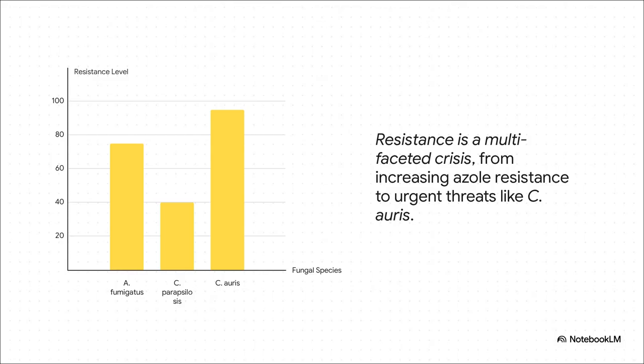And this resistance crisis is not a single problem. It's multifaceted. You have increasing panazole resistance in Aspergillus. You have emerging issues like reduced susceptibility to Echinocandins in Candida parapsilosis. And then you have the really significant urgent threats posed by multi-drug resistant organisms like Candida auris.